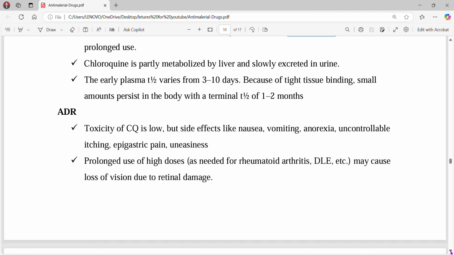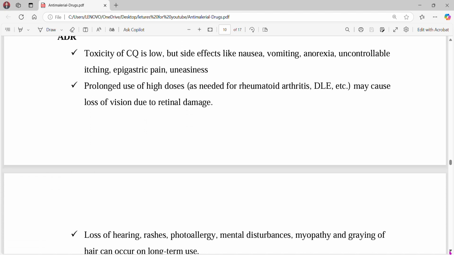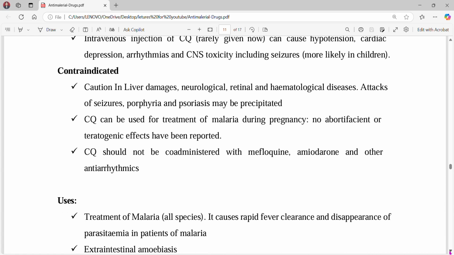Some adverse drug reactions are nausea, vomiting, anorexia, uncomfortable itching and so on. It is contraindicated in patients with liver damage, neurological and retinal damage, and those having hematological diseases. Chloroquine can be used for the treatment of malaria during pregnancy. No abortifacient effect is associated with chloroquine. Chloroquine should not be co-administered with mefloquine, amiodarone and other antiarrhythmic drugs.